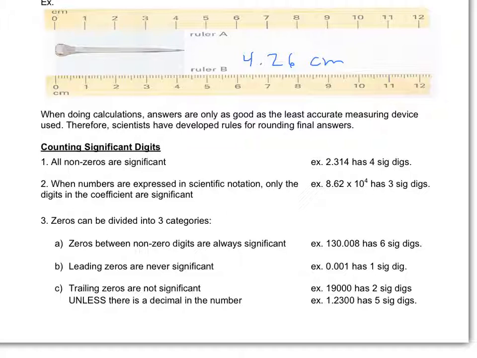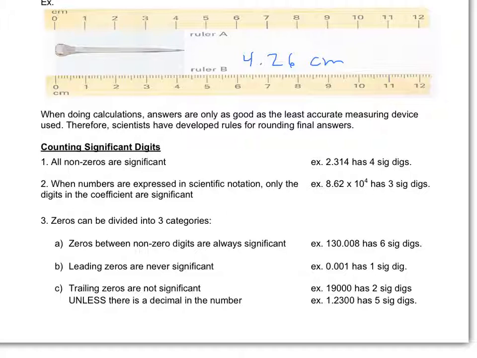Trailing zeros are also not significant unless there is a decimal in the number somewhere. For example, if we have the number 19,000, that only has 2 sigdigs. The 3 zeros after have not physically been measured. A better way to communicate this number to make it clear that it's got 2 sigdigs is to put it into scientific notation.